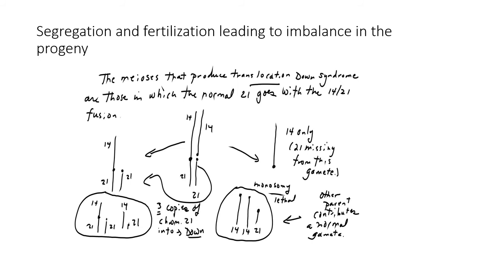The other product of that meiosis gets a normal 14 from their normal parent, a normal 21 from their normal parent, but they only got 1 14 from their translocation parent. So that's a lethal situation because the individual is totally missing the copy of 21 that should have come from their other parent. So we're essentially monosomic for chromosome 21, and that is a lethal situation.